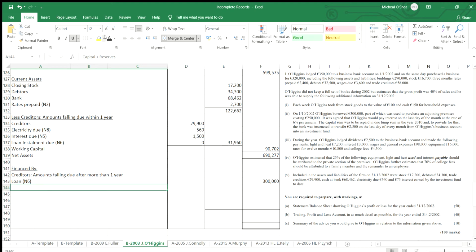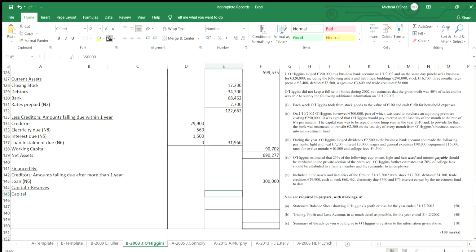My next heading is capital and reserves. What usually goes here? Any money invested in the business. At the beginning of the year, we lodged 350,000 into the business, so my capital at the beginning of the year was 350,000. It's money lodged into the business. Did I lodge any other money into the business? If I look through the question here, we can see that we would have introduced dividends as well.